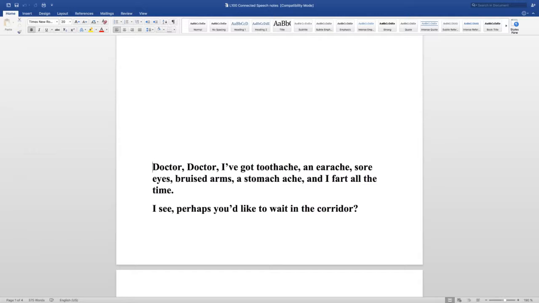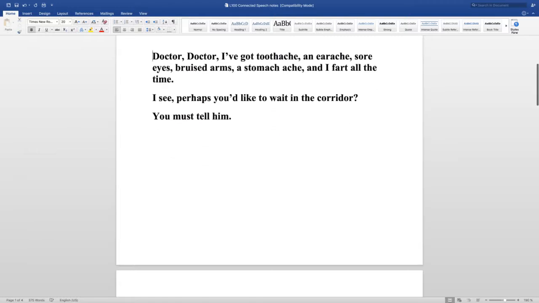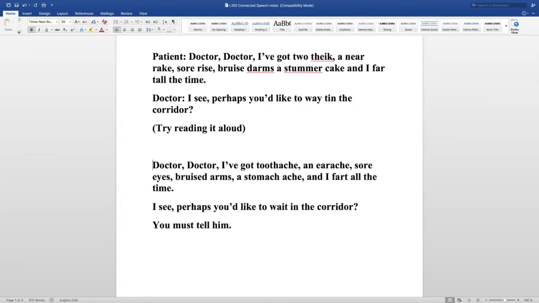All right, so I think if we look at those two things together, we can see how that becomes this, right? So we don't say "tooth ache", we say "toothache". We don't say "an ear ache", we say "an earache". So some of those sounds go on to the next one and they blend together. And that's really what connected speech is, okay?